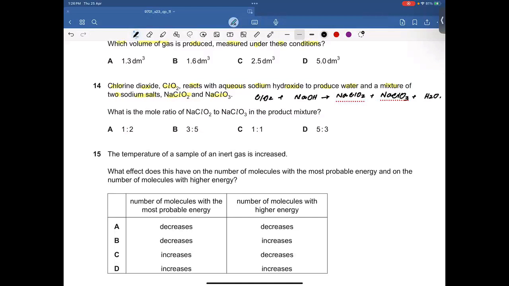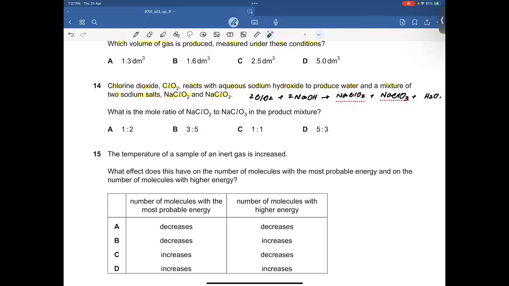So how many sodiums do we have here? 2. So put 2 here. How many chlorines here? 2. Put 2 here. So sodium is balanced, chlorine is balanced. Let's talk about hydrogen. How many hydrogen atoms here? 2. Hydrogen is balanced. Let's talk about oxygen. 2 times 2, 4. 4 plus 2, 6. 3 times 2... oh, sorry, 3 plus 2, 5. 5 plus 1, 6. So it's a balanced chemical equation.